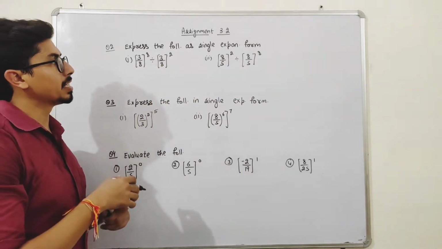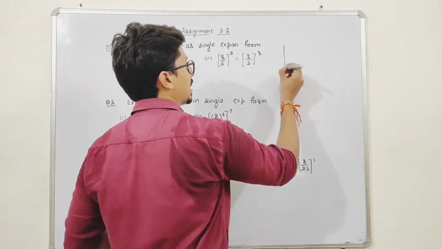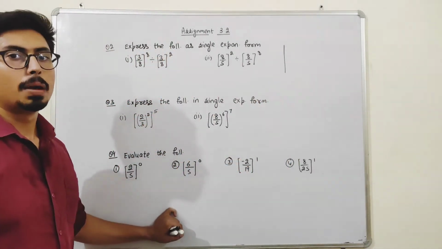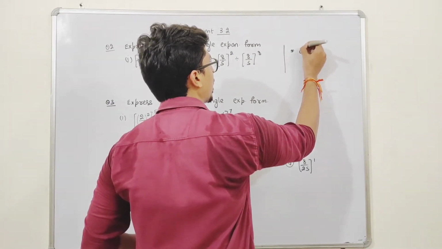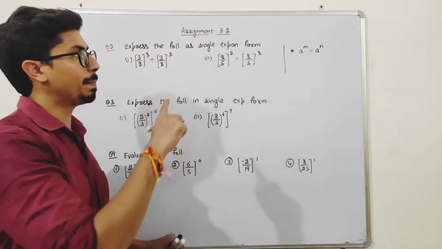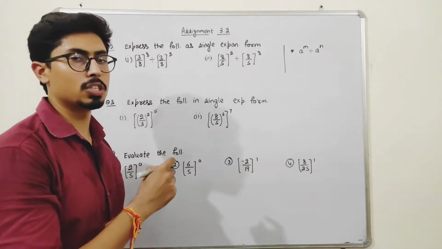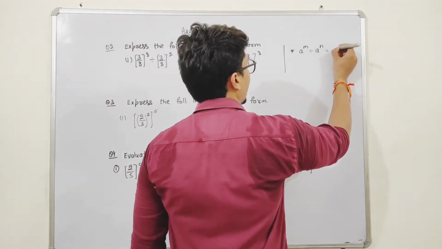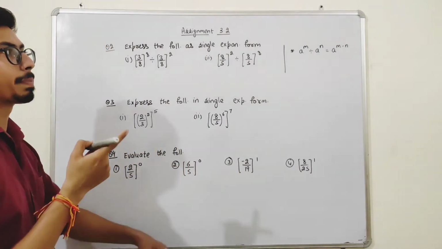Before discussing these two examples, let us discuss the property that I have already discussed in a previous question also. If two bases are same, a raised to the power m is divided by a raised to the power n. See, both the bases are a and a. Powers are different, but they are in division, so I can write it like this: a as it is and power subtracted. A as it is and just subtract the power.